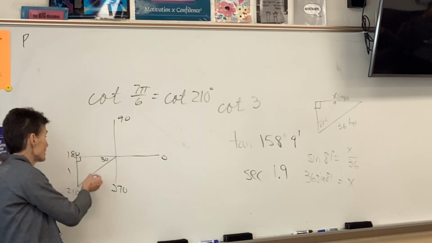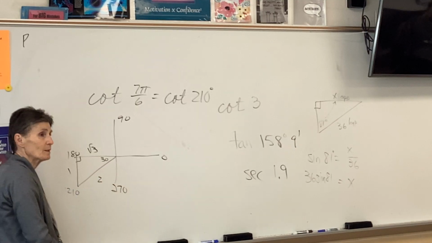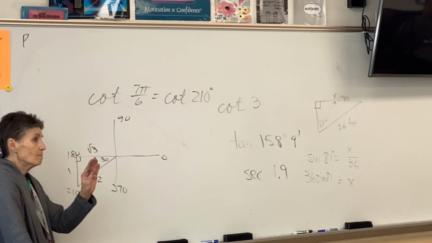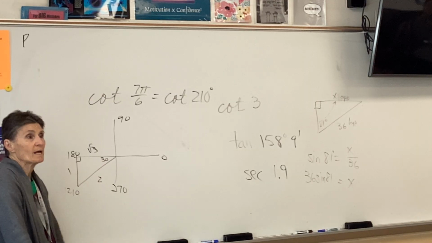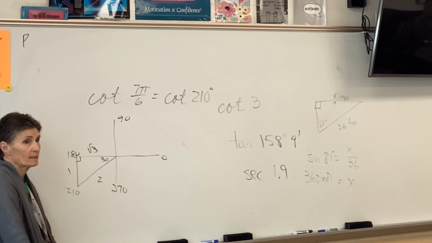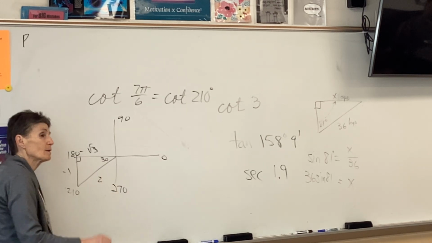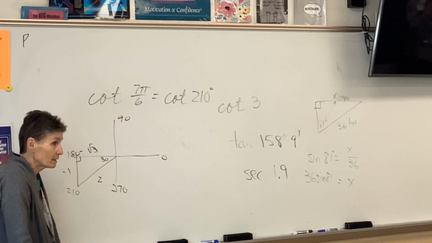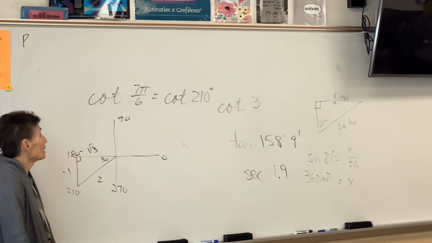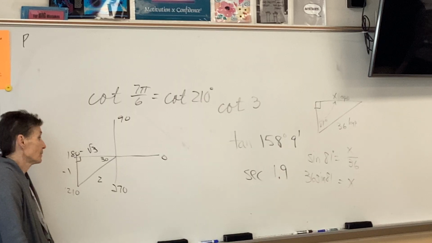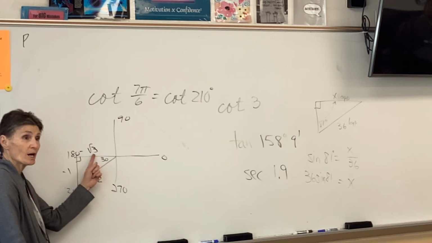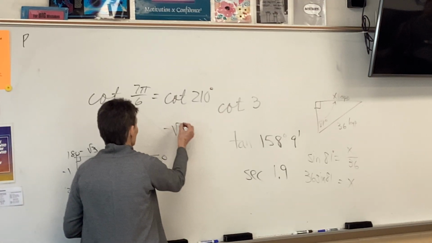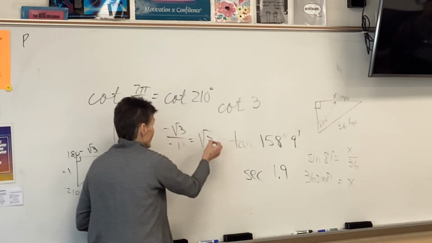So across from 30 is 1, root 3 and 2. And then I have to pause for a second. Mark anything that needs to be marked negative. What needs to be marked negative? Both negative. Both of them. Because I'm in quadrant 3. Hypotenuse is never negative. I want cotangent. Cotangent is adjacent over opposite. So negative root 3 over negative 1. Your answer should be root 3.